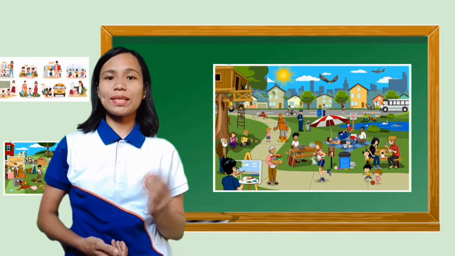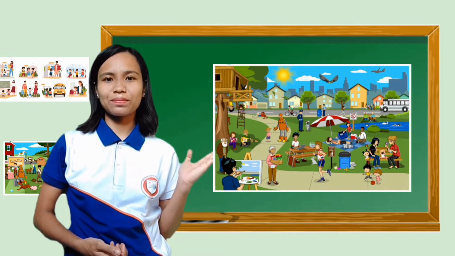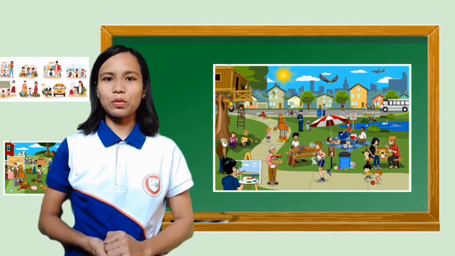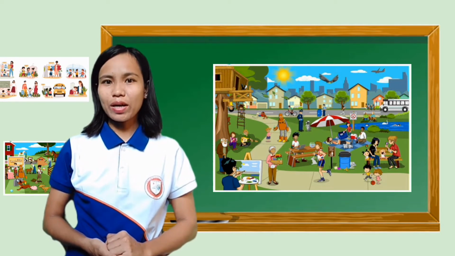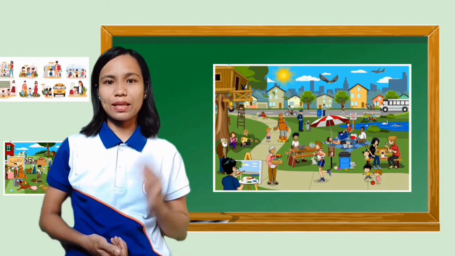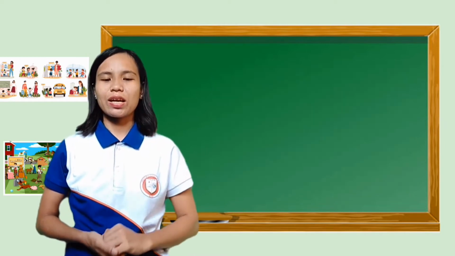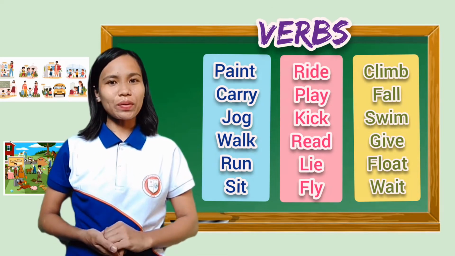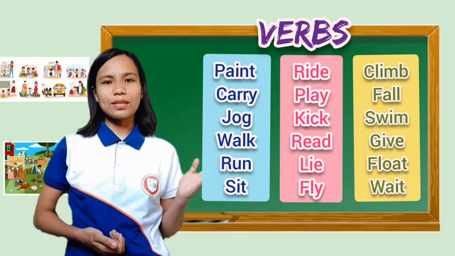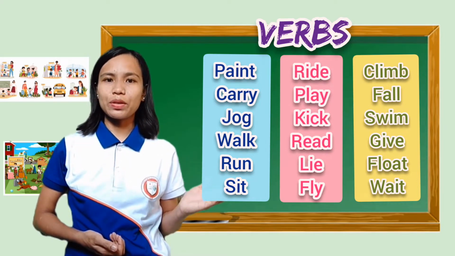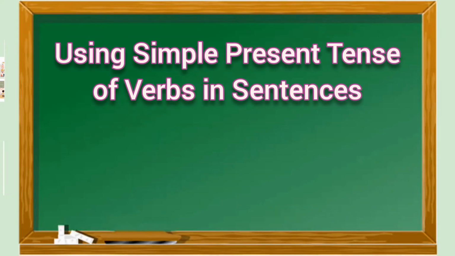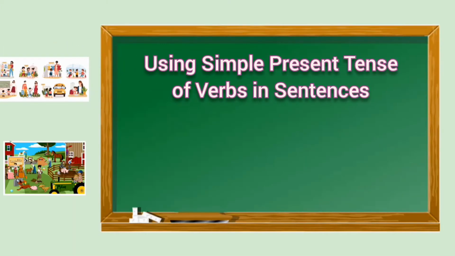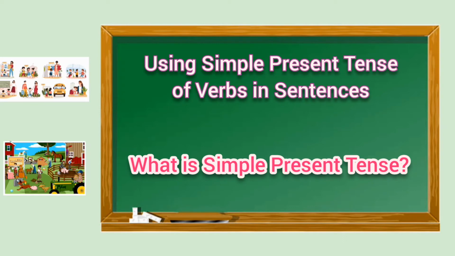So, what do you see in this picture? Okay, it's all about movements of different people. Okay, there are different verbs in this picture. Now, don't you know, class, that these verbs can be used in simple present tense? Now, our lesson is all about using simple present tense of verbs in sentences.